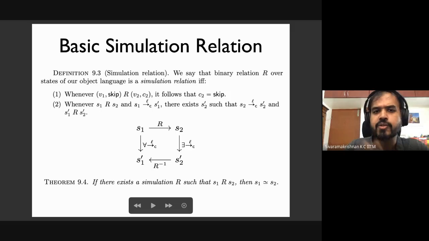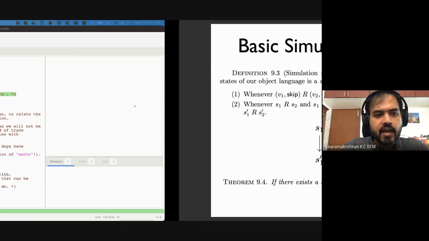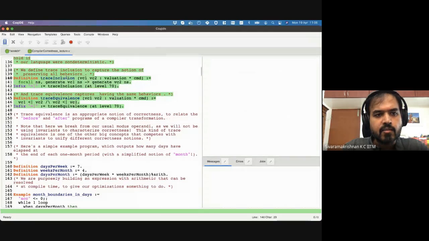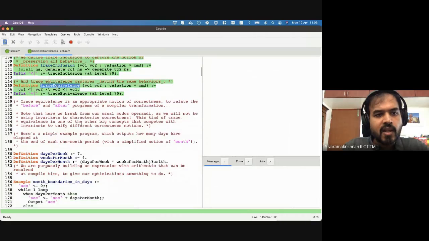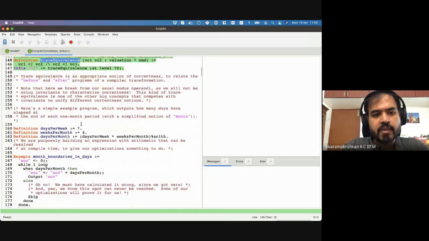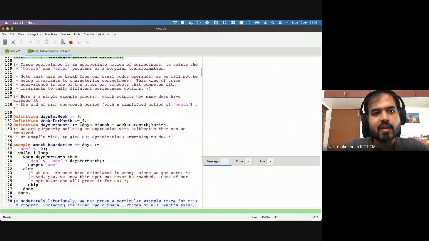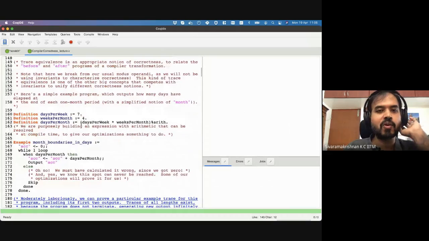So what we are going to do is to look at the encoding of all of this in Coq. And we had gotten all the way to trace equivalence. So let's actually look at a program that we want to optimize, right? So here is a very simple program. The point of this program is not to do anything fancy. It's like a very simple example. It's not even correct, right?